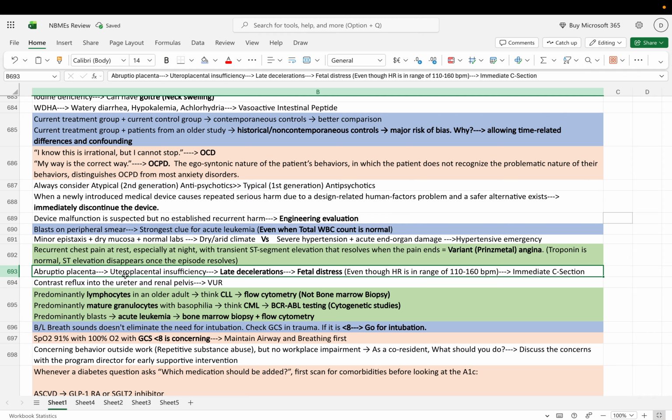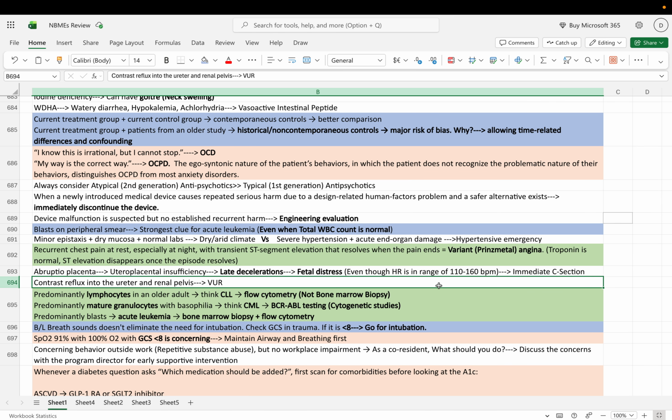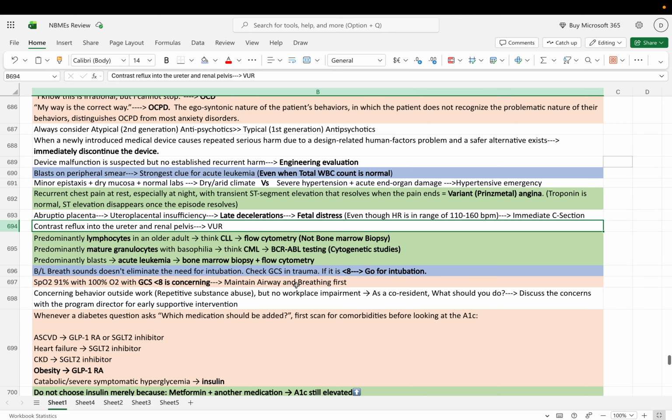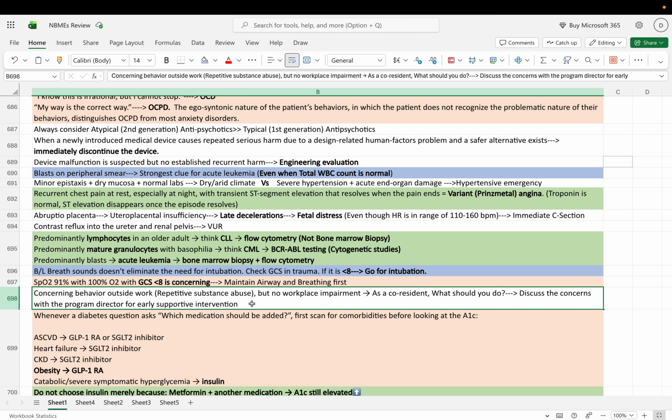Abruptio placenta leads to uteroplacental insufficiency, which leads to late deceleration and fetal distress. Even though the heart rate is mentioned in the range of 110 to 160, you still have to go through with an emergency C-section. Contrast refluxes into the ureter and renal pelvis. This is classic for VUR.